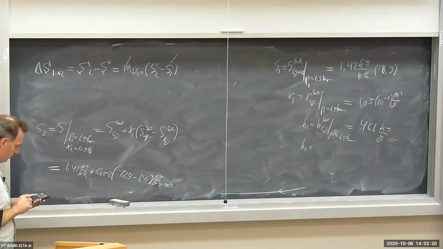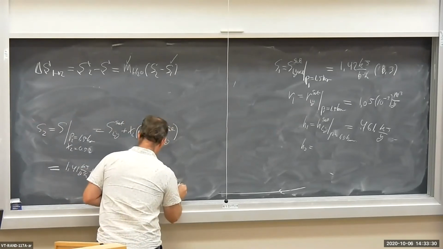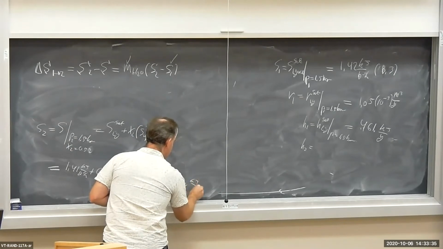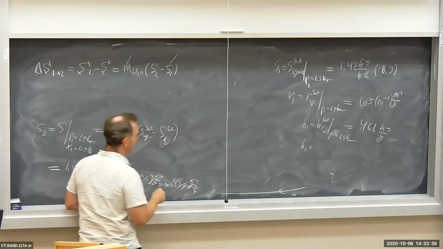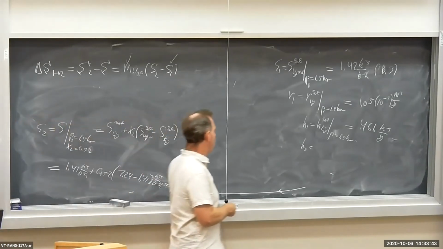And I get the specific entropy at state 2, with units of kilojoules per kilogram Kelvin. So 0.52 times that difference plus 1.41, and I get 4.44 kilojoules per kilogram Kelvin. Okay, so that is S2.